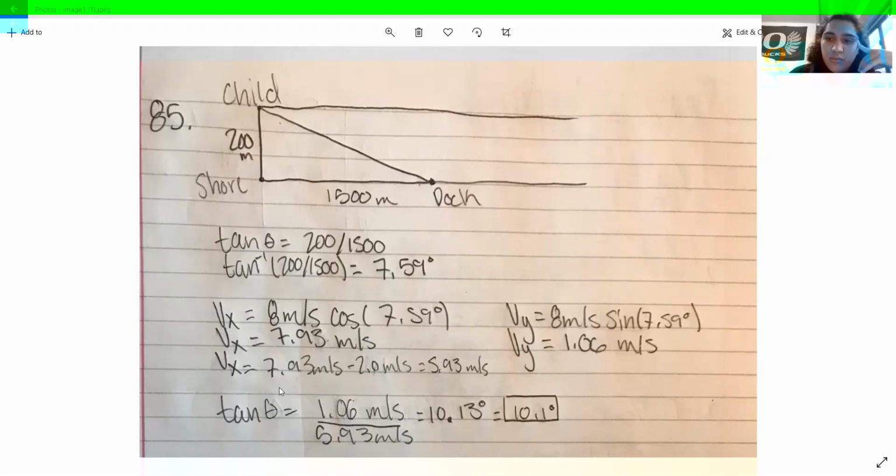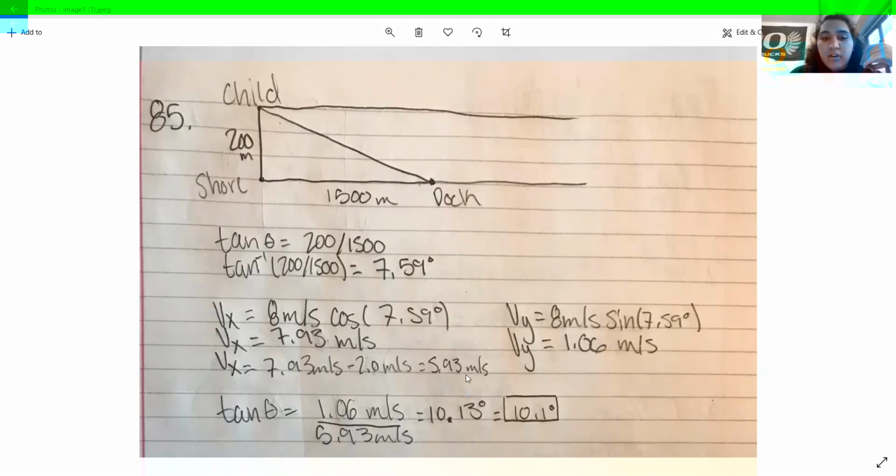The only thing that we need to change is our x velocity because we're going against the river. So we take our 7.93 and subtract the 2 meters per second that the river is moving, and we get that our new x velocity is 5.93 meters per second.